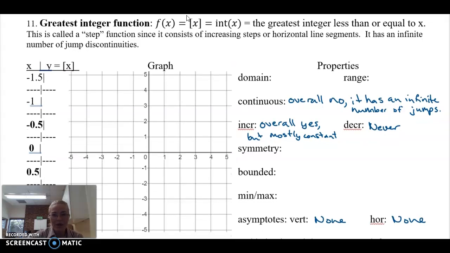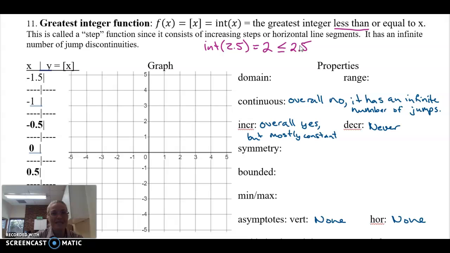So when I write bracket x, or what I'll often write is int x, this is the integer. You can almost think of it as the integer part of a number, but saying it like that is misleading when we talk about negative numbers. So start with positive numbers first. If I wanted you to tell me the integer part of 2.5, you'd say that's 2. And in fact, 2 is the greatest integer less than or equal to my x value of 2.5.